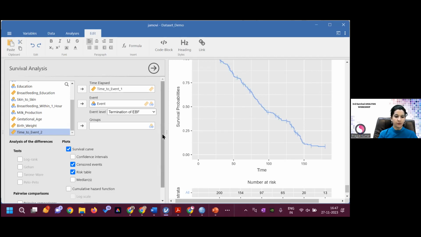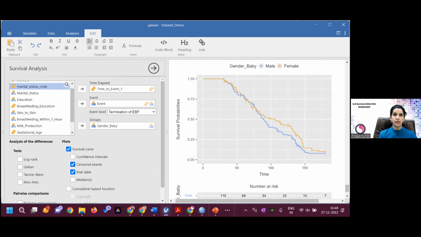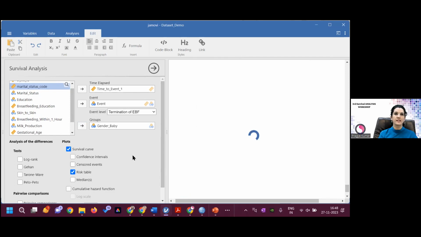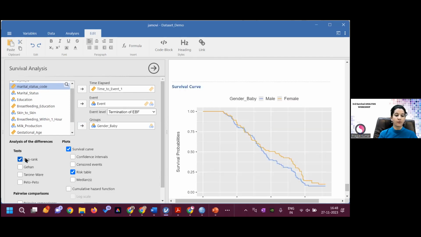Now coming to if you want it across any group, like in the study question, it was written like gender. So then you can enter this gender here. And then you can see this graph gets split into two, along with censor. Right now I'm unchecking this censored because this will give a smoother, better graph. And then you can perform log rank here.